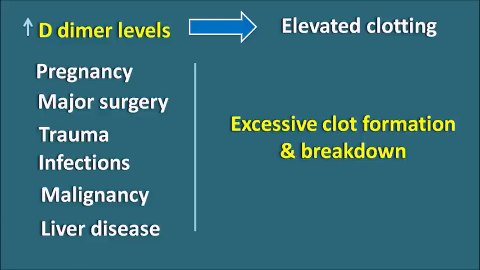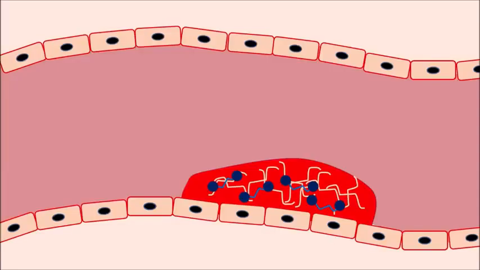This D-dimer cannot be cleared at the same rate as it is formed. So these levels are going to be increased within the body, which gives a signal that there is a pathological condition. Suppose this is the blood vessel where the blood clot is formed. This clot has the fibrin meshwork along with the protein D-dimer.